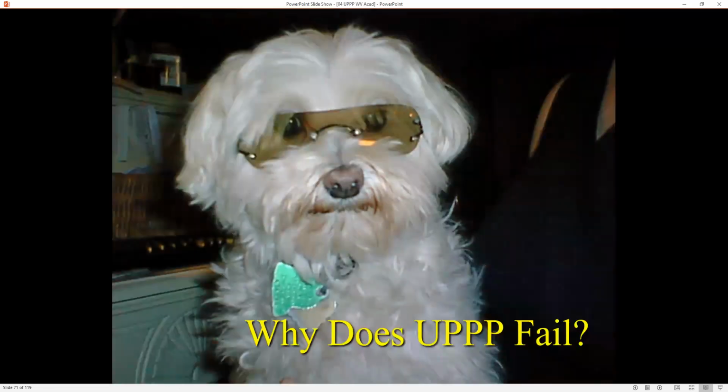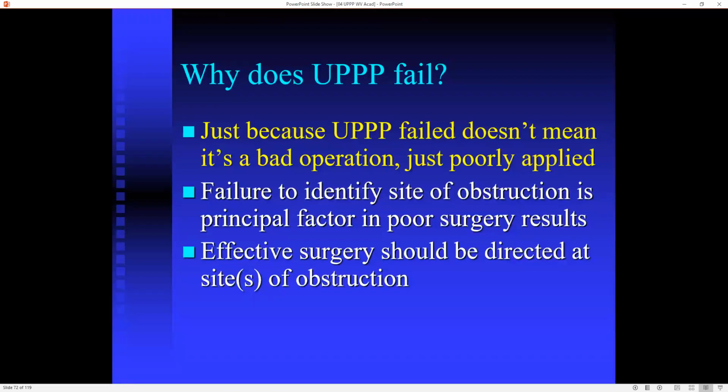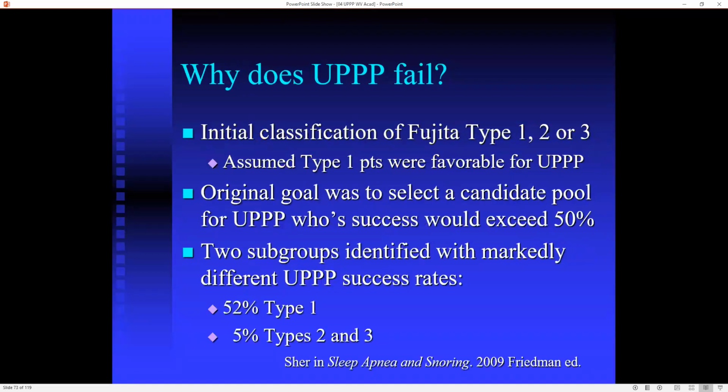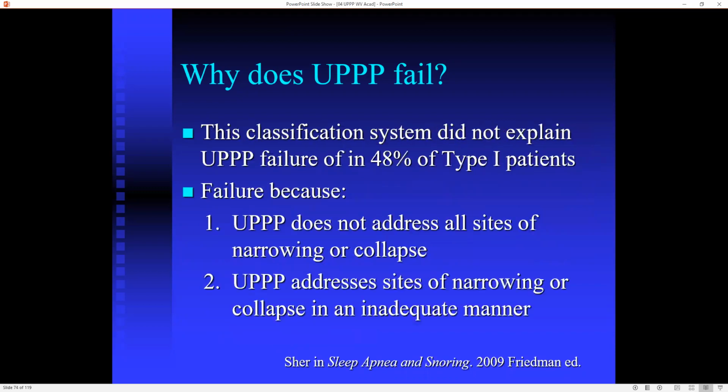So why does it fail? Just because it failed doesn't mean it's a bad operation, just poorly applied perhaps. So it's important that you identify the site of obstruction, and effective surgery is directed at this site or sites of obstruction. The initial Fujita classification assumed type 1 were favorable, but again, 50% success rate. And they found two subgroups, those that responded partially and those that really didn't respond. The failure was felt to be because UPPP did not address all sites of narrowing or collapse. And back as a resident, we felt this was tongue base, which was partially true.